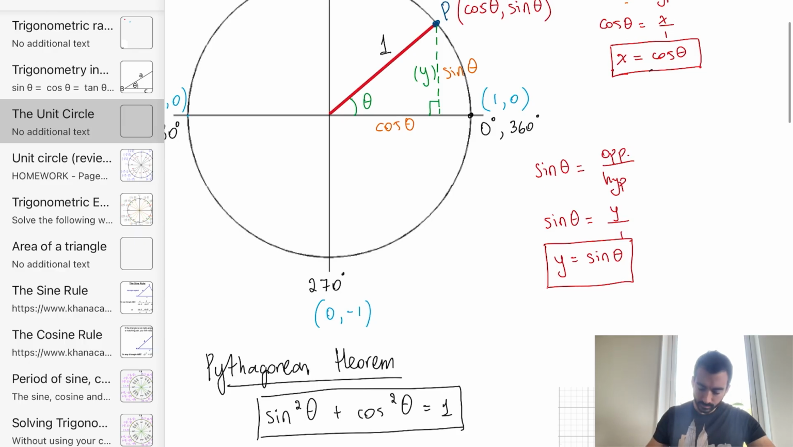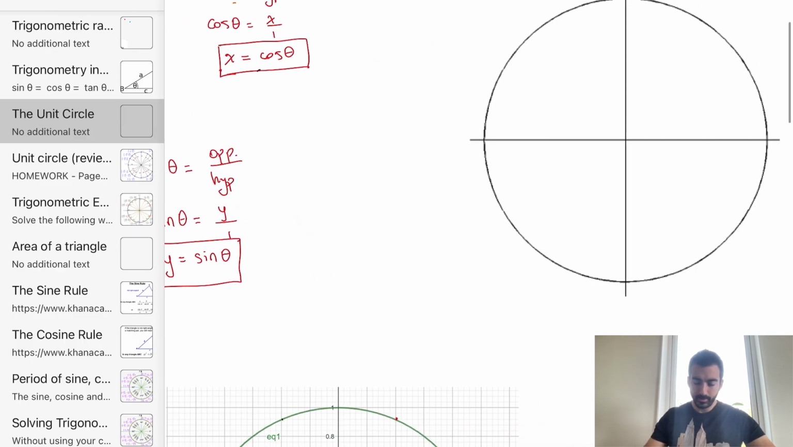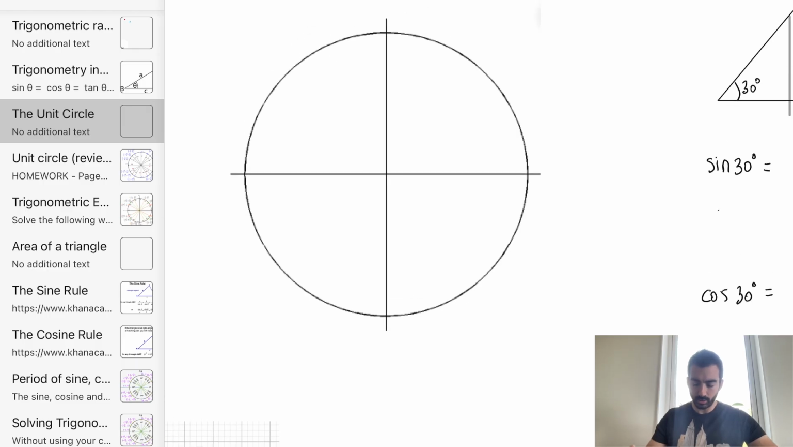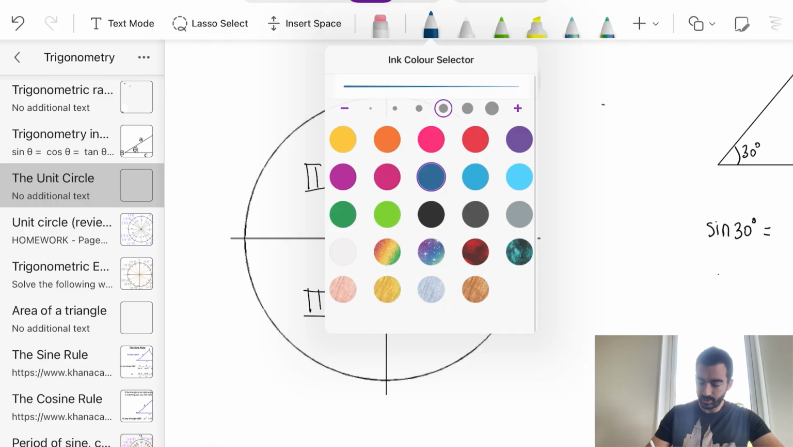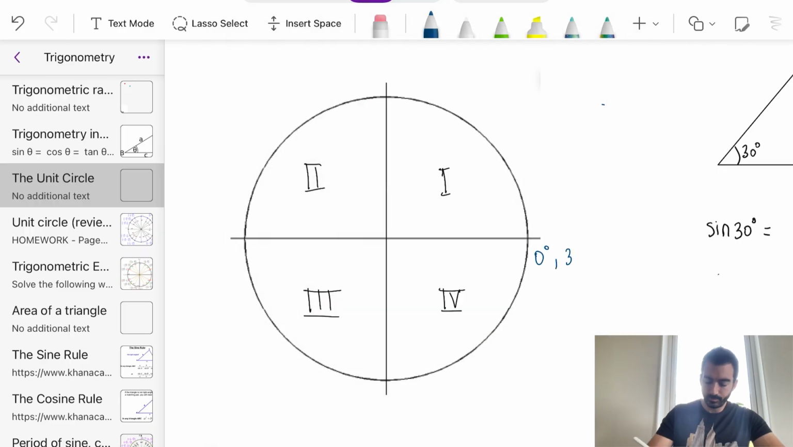Okay, now a little bit more information about the unit circle. A unit circle has 4 quadrants. It has the first one, the second one, the third one, and the fourth quadrant. And as I said before, this is 0 degrees or 360 degrees, 90 degrees, 180 degrees, and 270 degrees.